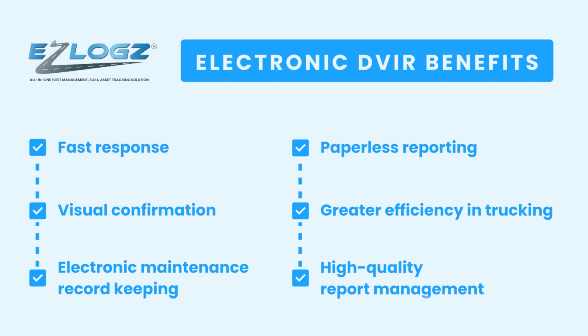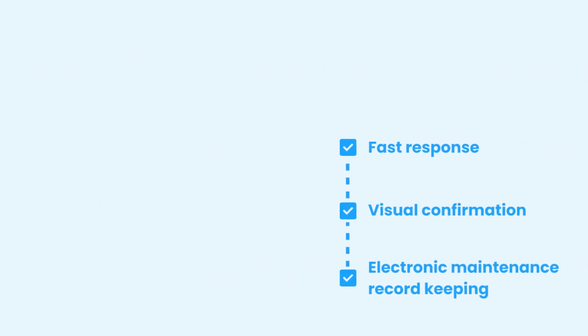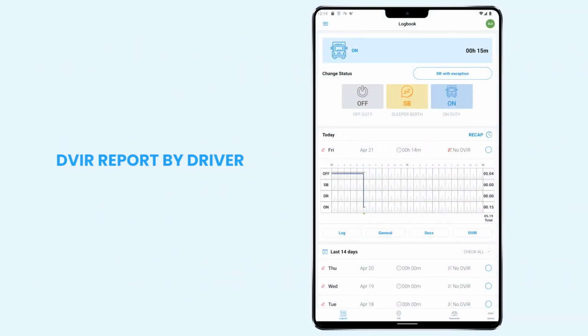Let's look at the option of creating a DVR report on the driver's side and the manager's side. If you are a driver, if there is no completed DVR report in your personal account, you will see the No DVIR button. Click on it.